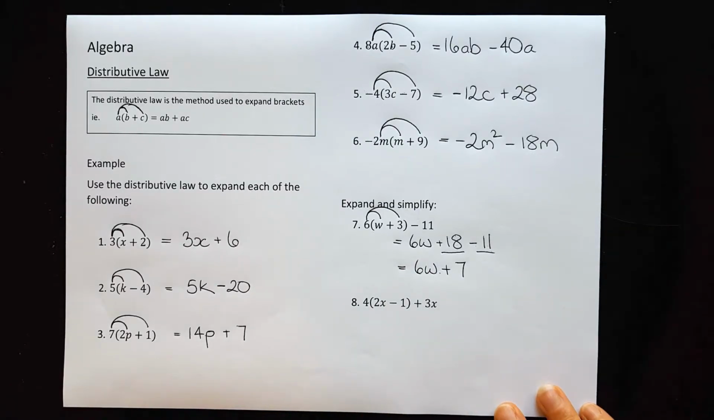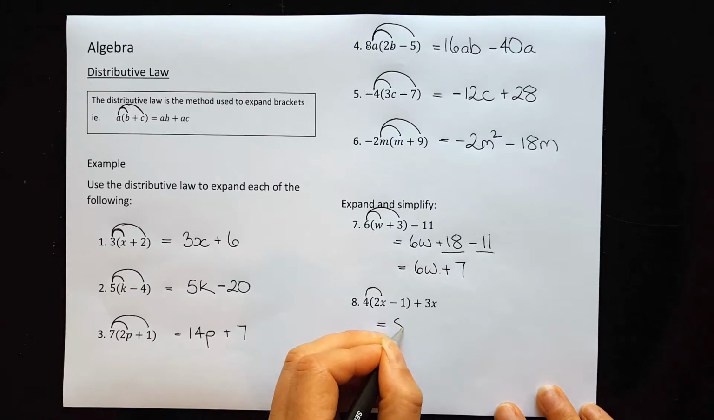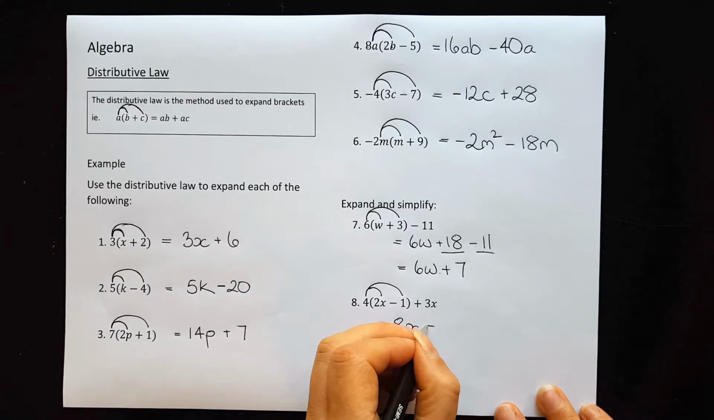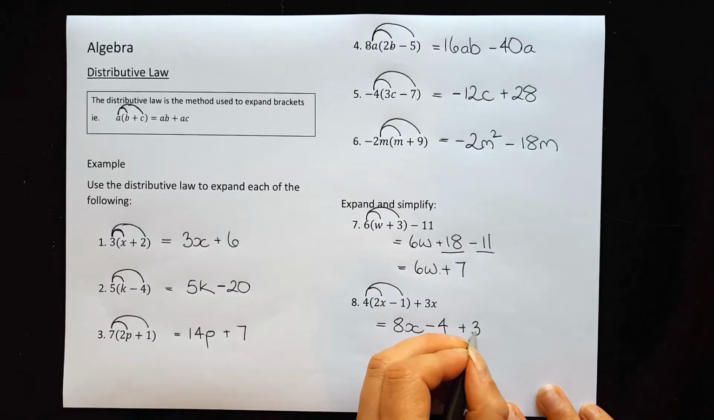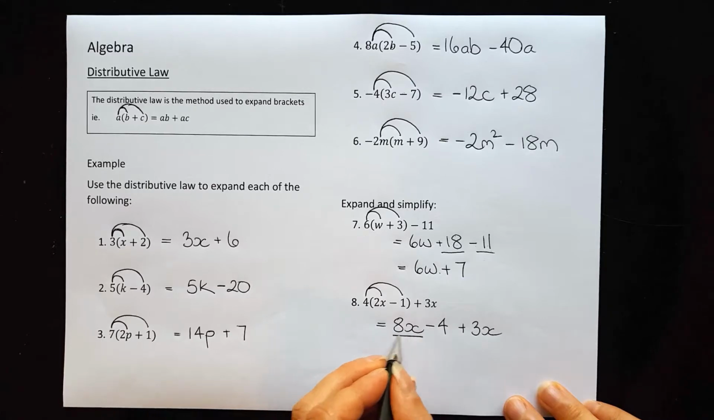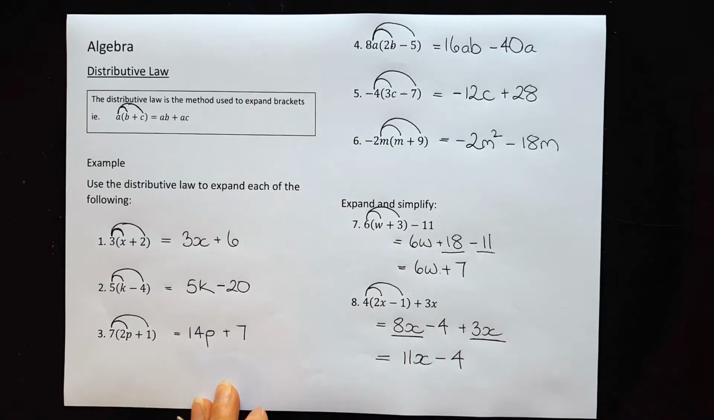Let's do that again for 8. Expanding out first of all, 4 times 2x is 8x. 4 times a negative 1 is negative 4. And this 3x is just sitting here on the end. Let's write it down here. Now, looking for like terms, I have an x term here and another x term. So the x terms are able to be added here. 8x plus 3x makes 11x, and the minus 4 is different, so it's just going to sit there by itself.